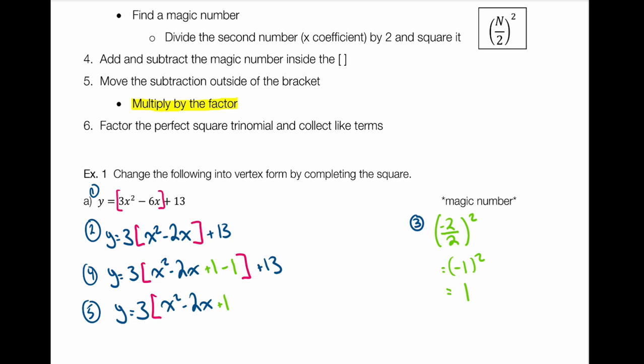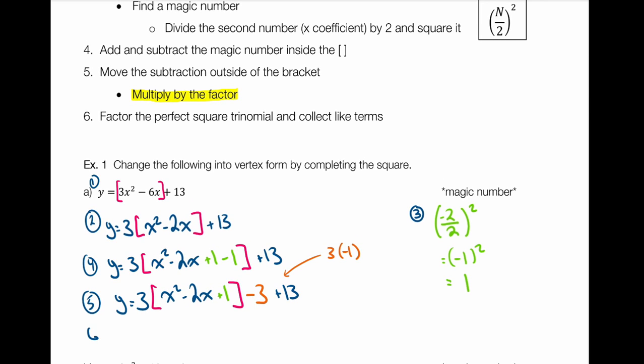plus 1. But when I move this minus 1 out of the bracket, I need to reapply that factor that I took out. So that negative 1, I need to multiply it by that factor, or 3. So in this case, when I move it out, it becomes negative 3, which is just the 3 times negative 1. And then I have plus 13.